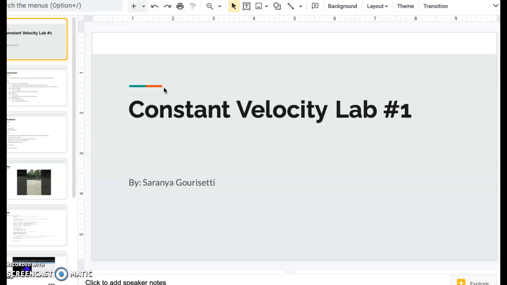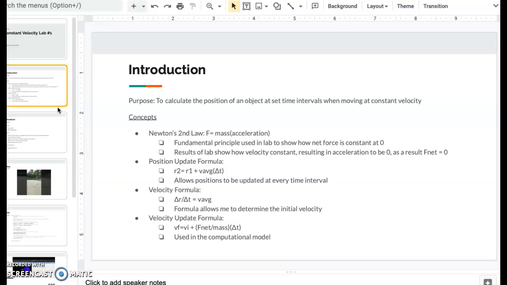This is my presentation of the constant velocity lab. The purpose of this lab is to calculate the position of an object at set time intervals when moving at a constant velocity. In my video, the object that I used is a tennis ball.